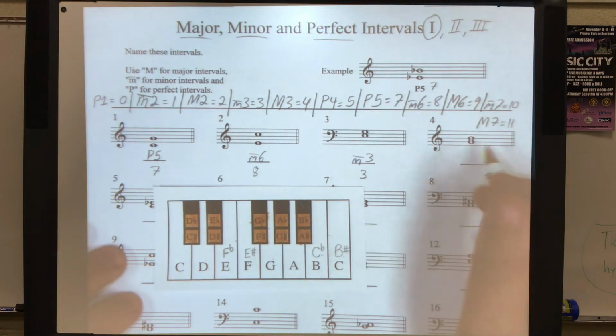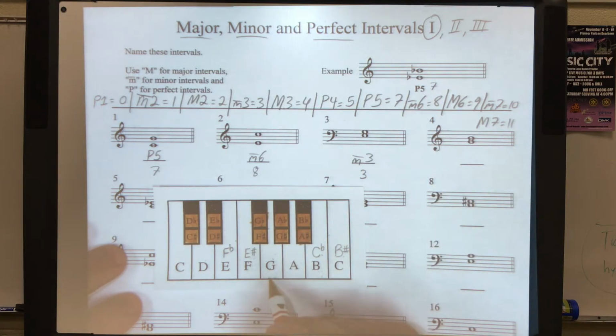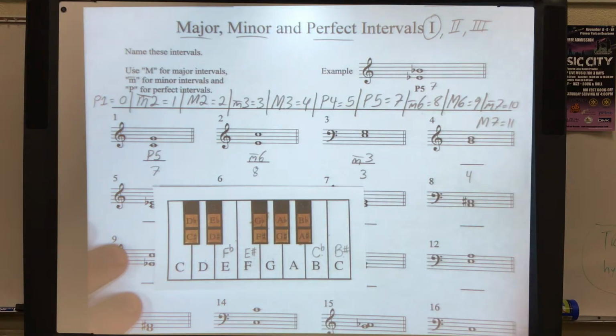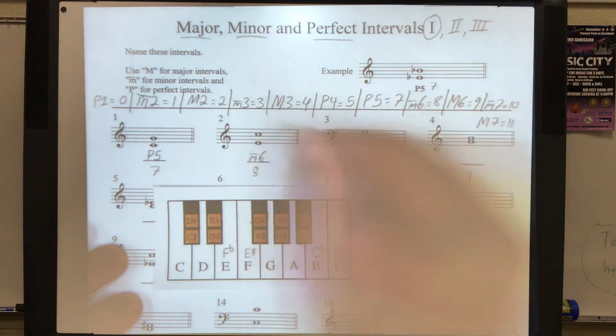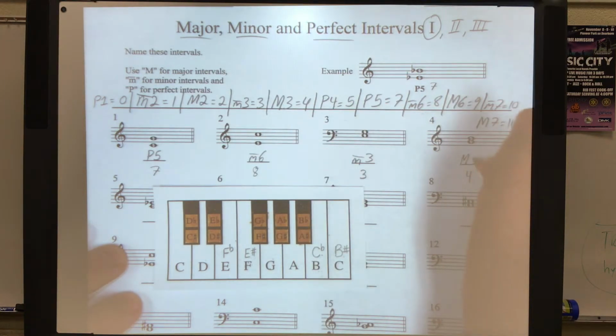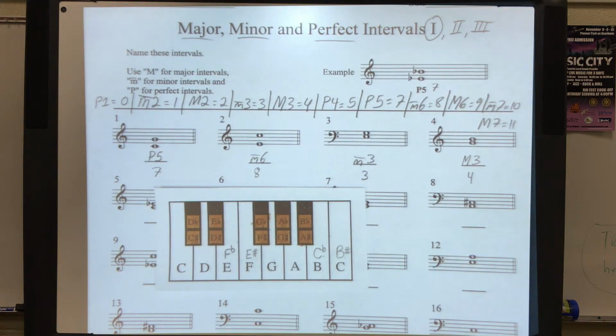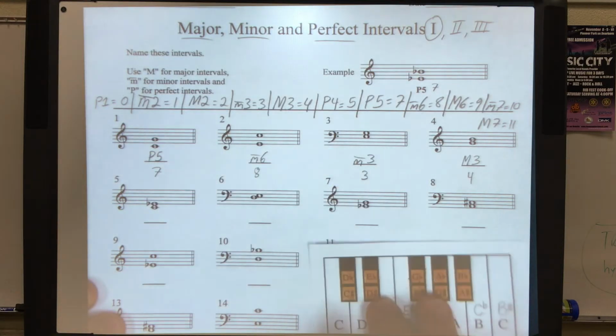Okay, now we have number 4. We're back in treble clef. We've got G to B. Let's find our G. That'll be 0, 1, 2, 3, 4. Right there. Okay. Which one of these intervals has 4 half steps? Very good. Major 3rd rather. Major 3rd. Make sure you make the difference between the M's, and I'll go ahead and play it for you. Good.